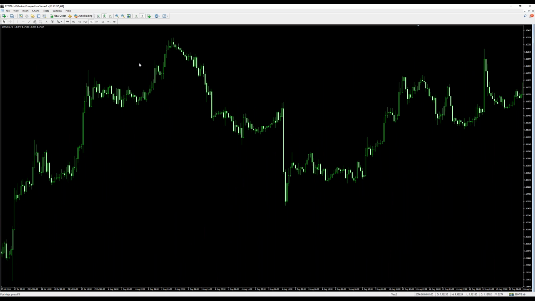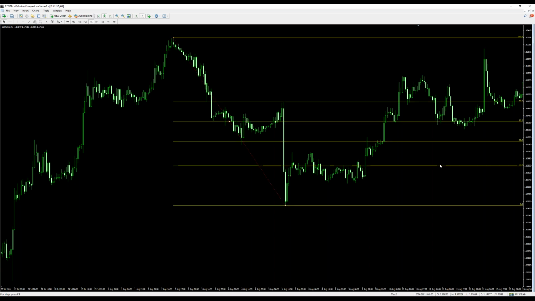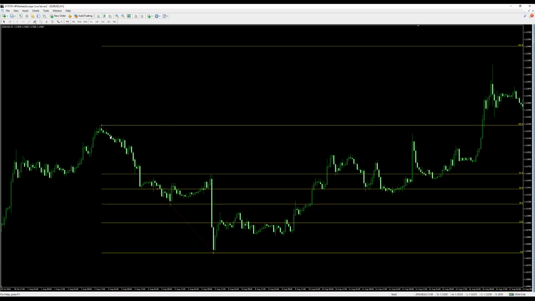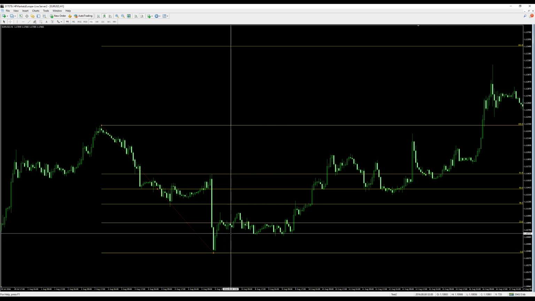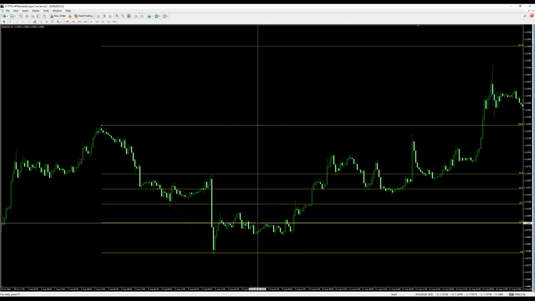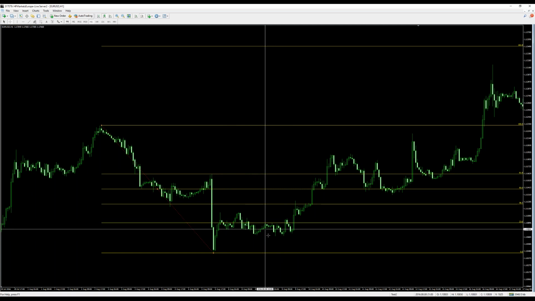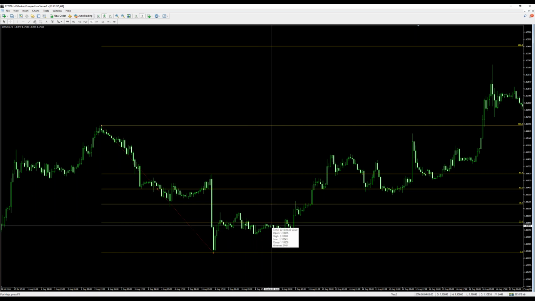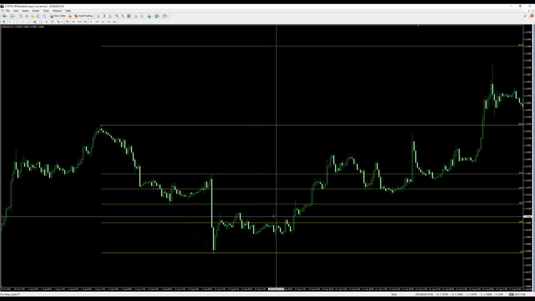Okay, let's draw the Fibonacci from the top down to this place here. Make it a bit smaller. All right, so again, the very first level here, you can see how for the next several days the price fluctuates around it. You can see it repels the price very precisely on the 9th of August.